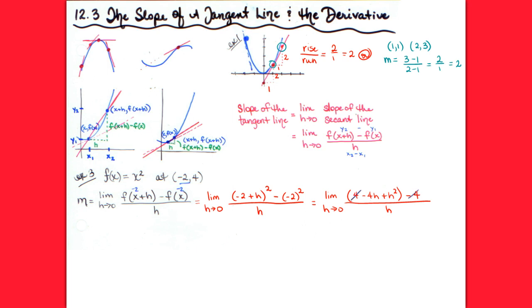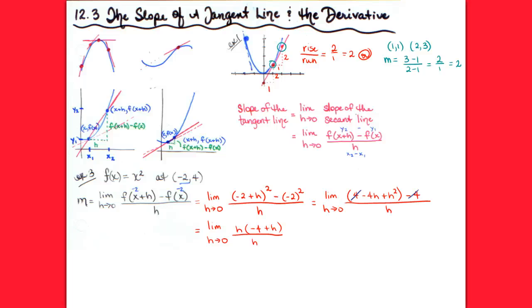So our 4 and our negative 4 will drop each other out. And that leaves me with every single piece that has a factor of h in the numerator. So I'm going to go ahead and factor that out of the numerator because as it was, my limit was not well behaved because of the h in the denominator. I would get 0 in the denominator.